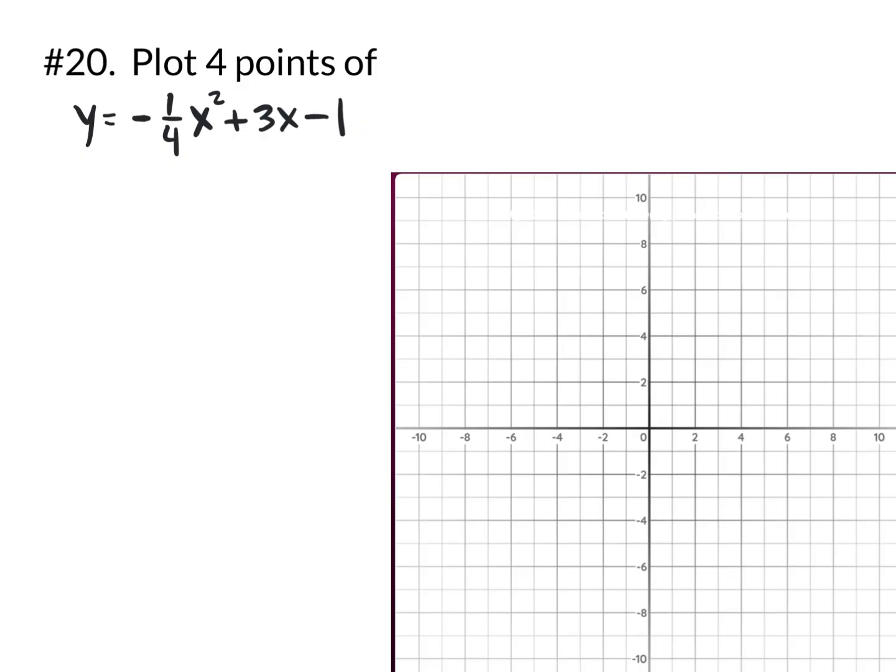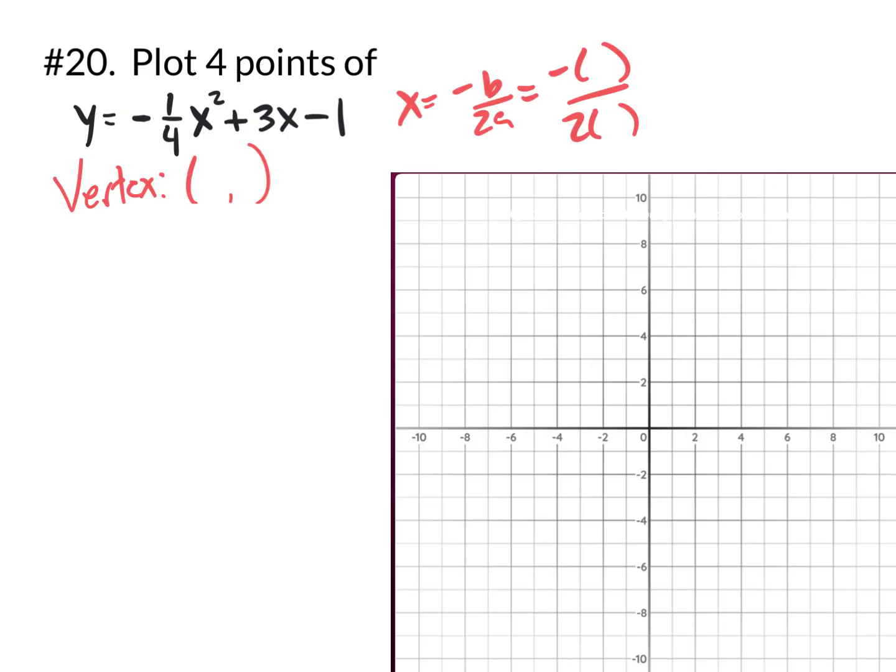Look at this one. It has an a value of negative 1/4. Definitely interesting. Let's find the vertex first. For the sake of space, I did the formula over here. Identify your b value being 3 and your a value being negative 1/4.